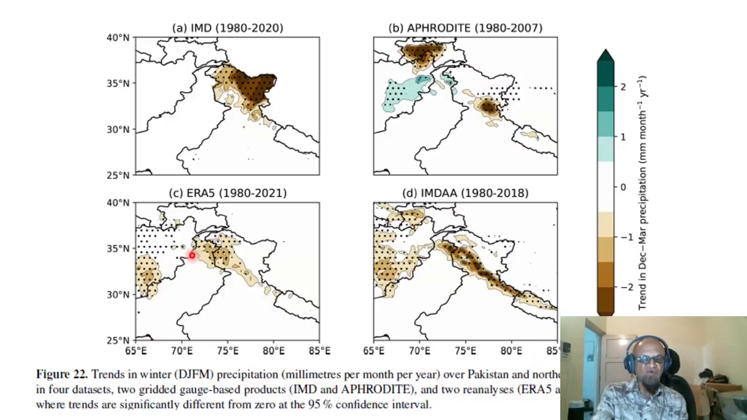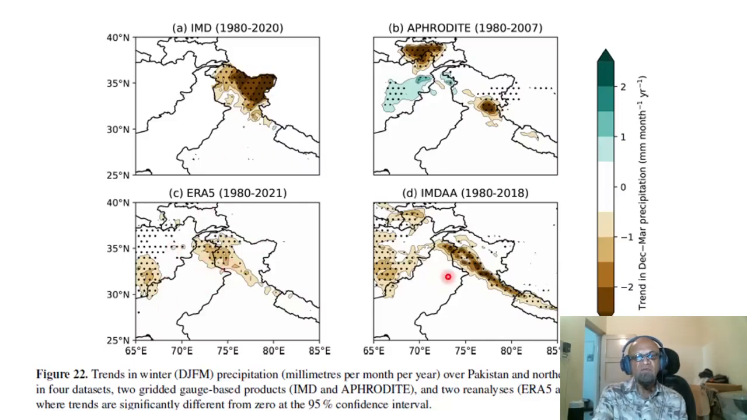1980, as recorded in 4 data sets, 2 gridded gauge-based data products and 2 reanalysis products. Stippling indicates where trends are significantly different from zero. Again, you can see that IMD says it's significant here, but Aphrodite, slightly different period, puts it way over there, and a little bullet here. This is a trend in December to March precipitation trends. So ERA5 is very different.